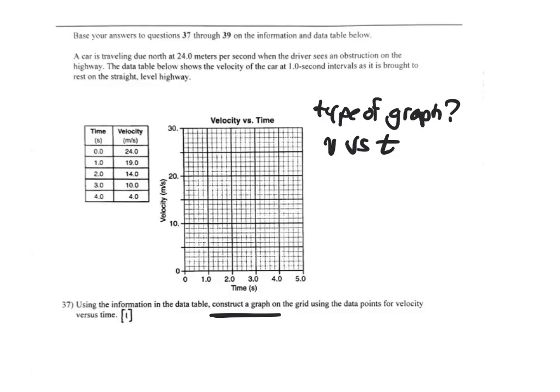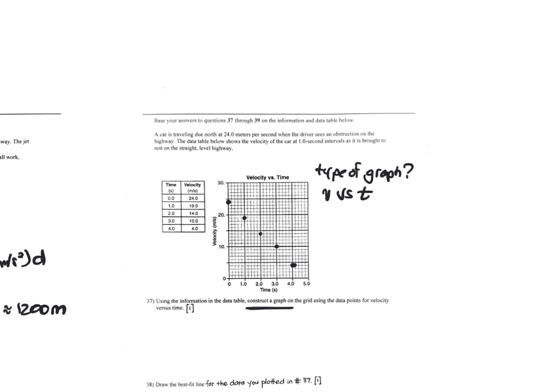So the time is all laid out pretty well. For time 0, we have a velocity of 24, so I'm going to mark right there. Then time 1, we have 19, which is going to be right here. Then for 2 seconds, we have 14, just beneath 15 here. For 3 seconds, we have 10 meters per second right here on the money. And then for 4 seconds, we have 4 meters per second, and that's going to be down here. And it looks like these are going to connect for a pretty straight line.